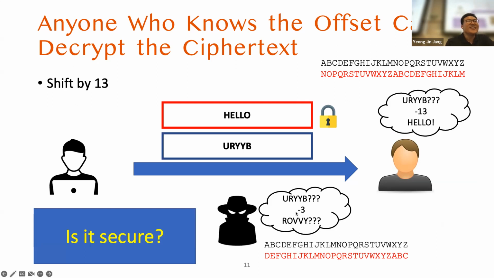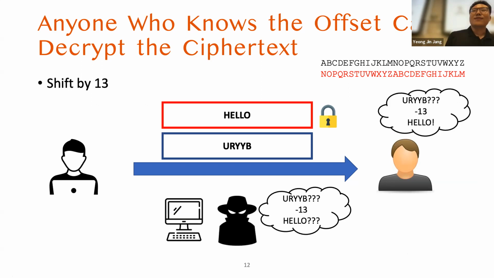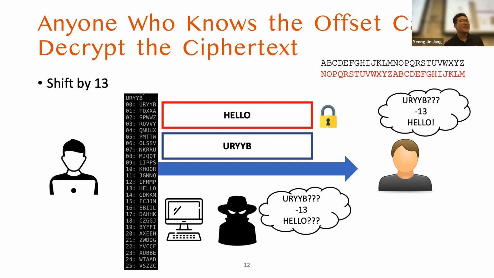Is it secure? Not at all. Now we are living in the era of computers. Even without computers, you can easily decrypt it. What you can do is try to shift every single n and try to find a valid word. There's KHOOR, but you will eventually find hello here. So this is easy. This is one of the examples that you need to do when solving the challenges that I prepared.